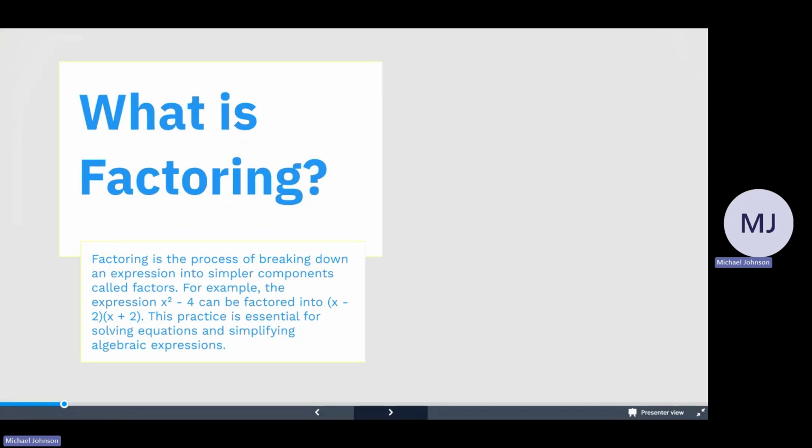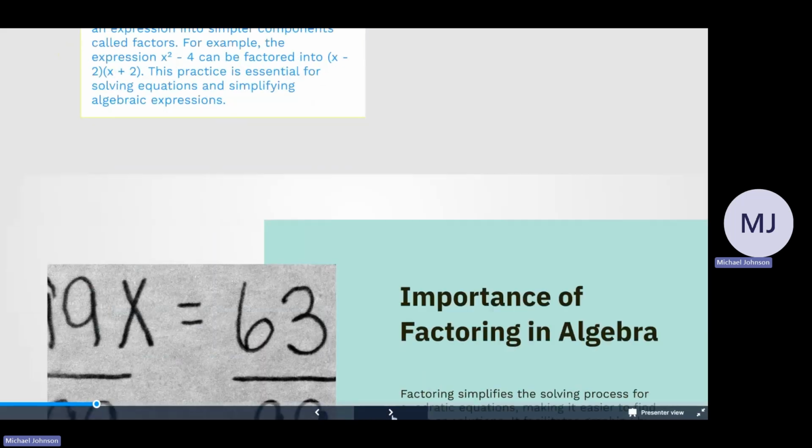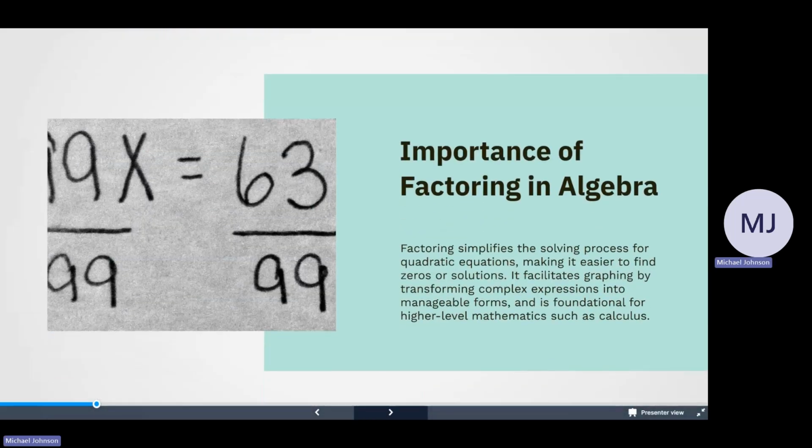Factoring is the process of breaking down an expression into simpler components called factors. For example, the expression x squared minus 4 can be factored into (x minus 2)(x plus 2). This practice is essential for solving equations and simplifying algebraic expressions. Factoring simplifies the solving process for quadratic equations, making it easier to find zeros or solutions.